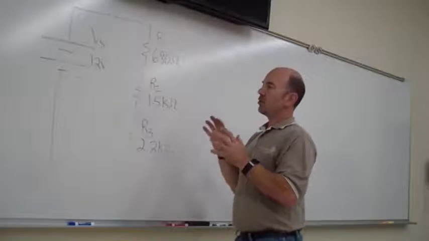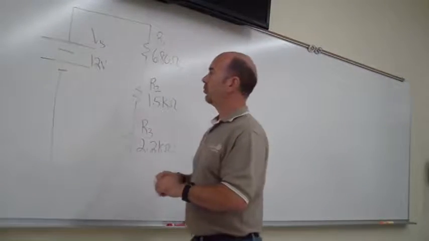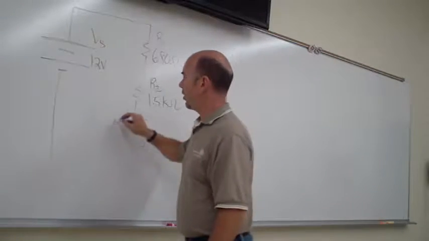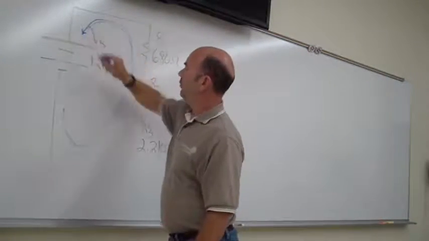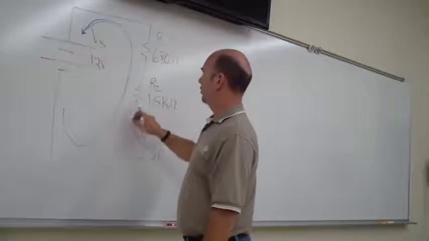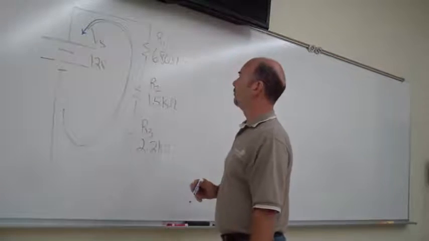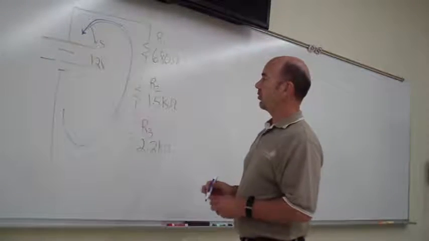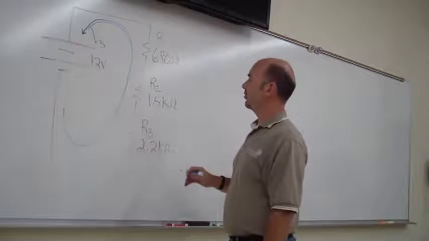Now, in a series circuit, remember this, it has the same current throughout. Whatever the current is here, is the current here, is the current here, is the current here. It's the same current all the way throughout. To find that current, what we need to do is overall find the total resistance.